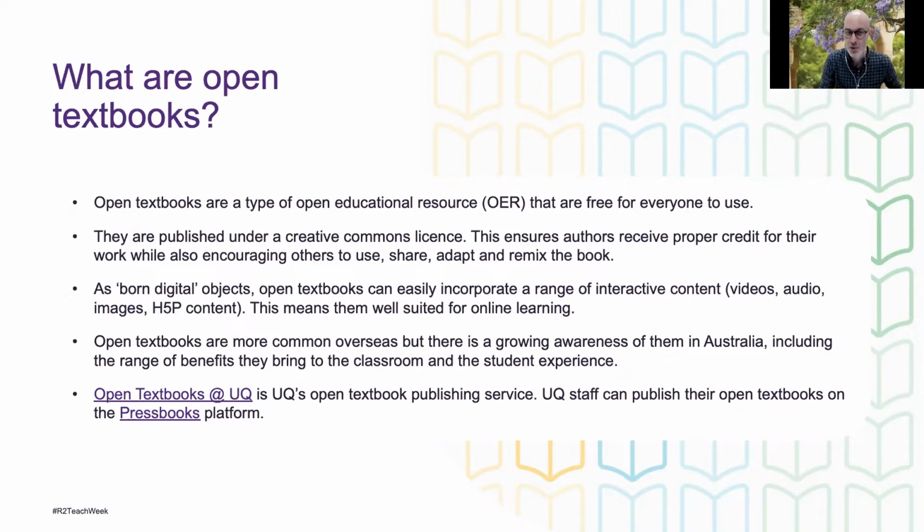Another really important point of difference is that open textbooks are licensed differently. They're typically licensed under an open license, frequently a Creative Commons license. And these licenses are designed to make open textbooks easier for others to use, share, adapt, or remix with proper credit to the original creators and appropriate attribution, of course.